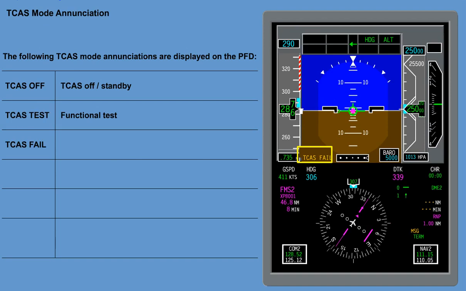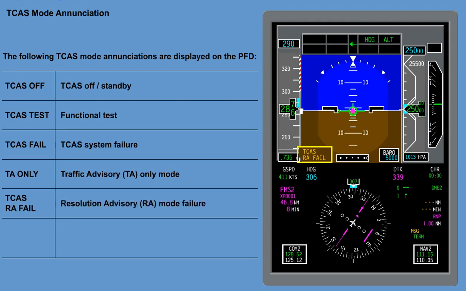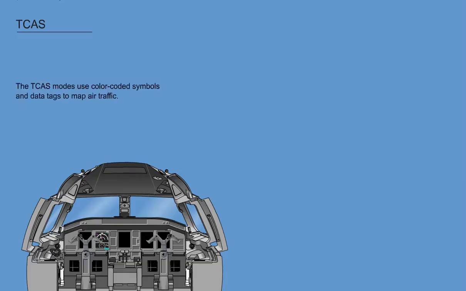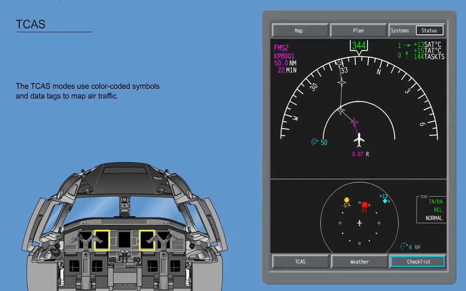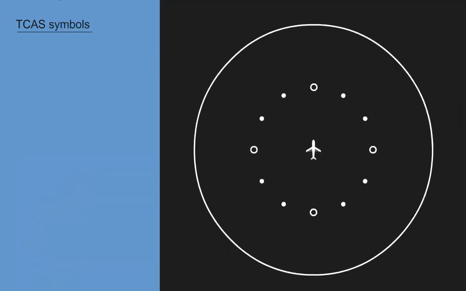TCAS fail indicates TCAS system failure. TA only indicates traffic advisory only mode. TCAS RA fail indicates resolution advisory mode failure. TARA indicates a valid indication that the computer is in TARA mode. The TCAS modes use color-coded symbols and data tags to map air traffic and locate threat aircraft on the two display formats. The symbols are explained as follows.